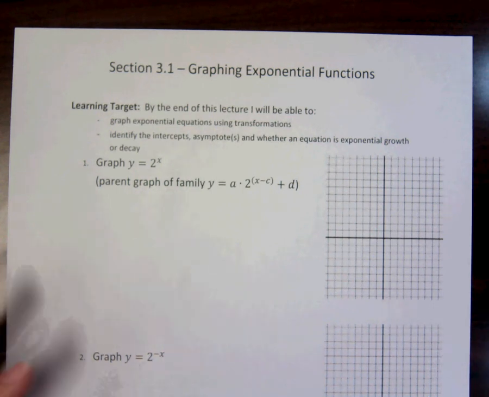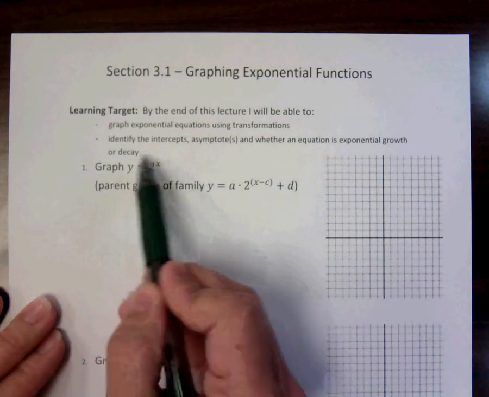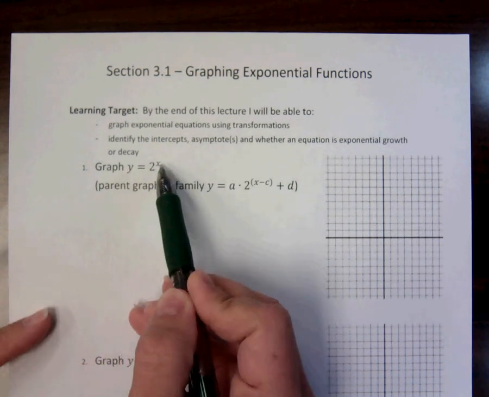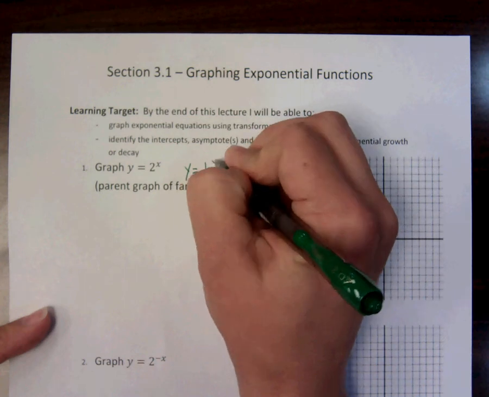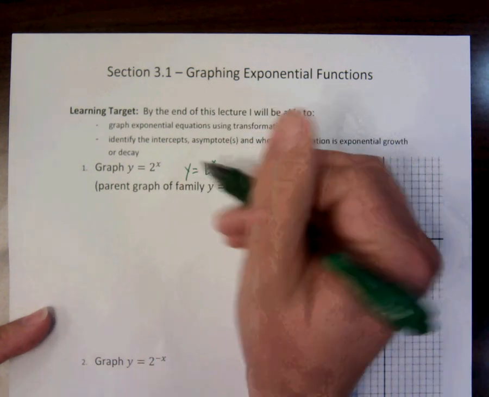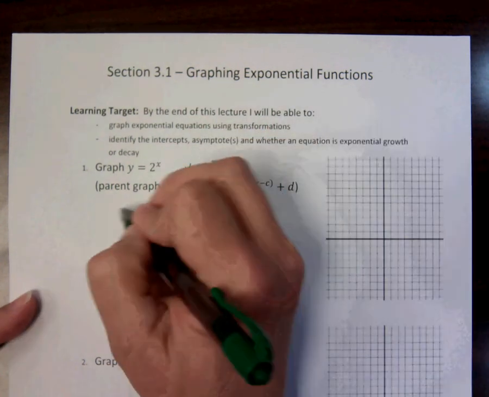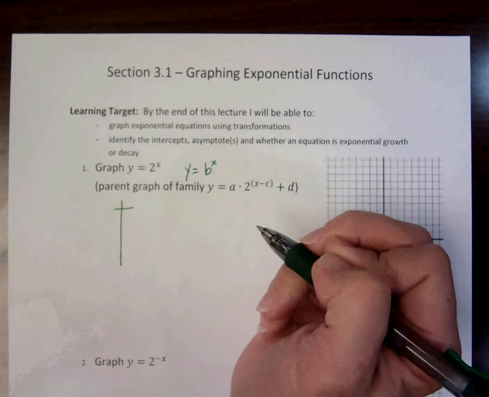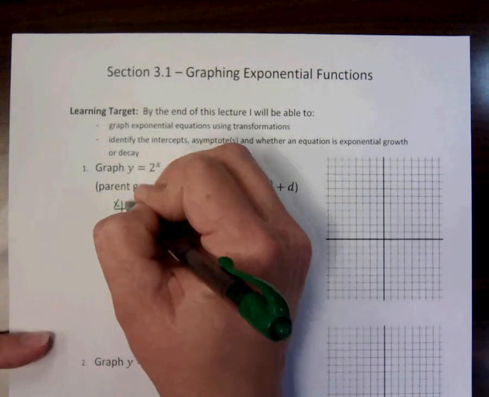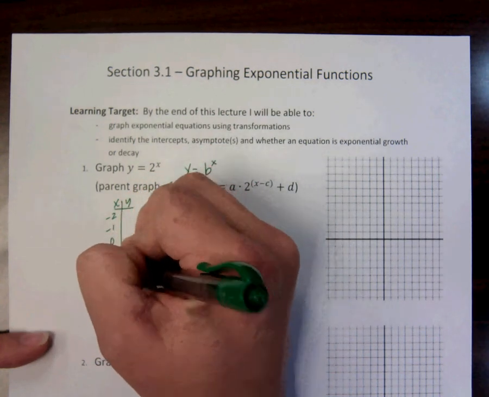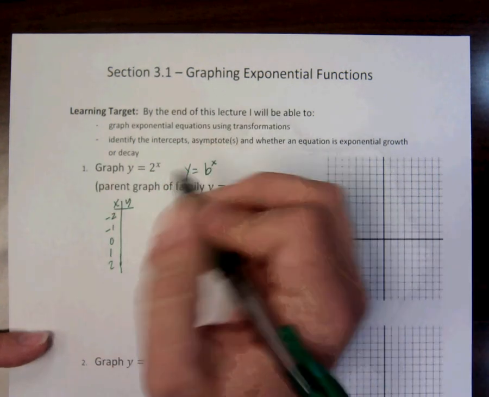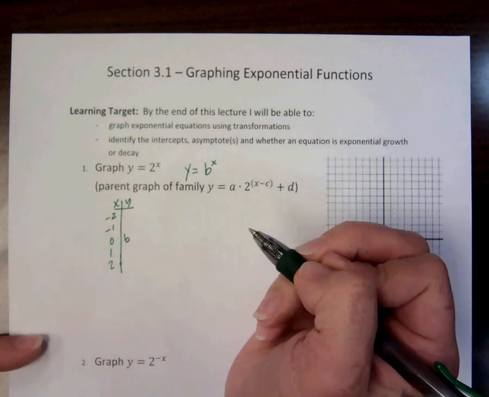So on this first example, we are just looking at the parent function, y equals 2 to the x. For any exponential, your parent function is going to be y equals b to the x, where you have some base value. In this case, it's 2. And if we plugged in a bunch of values for x and y, usually we look at -2, -1, 0, 1, and 2.